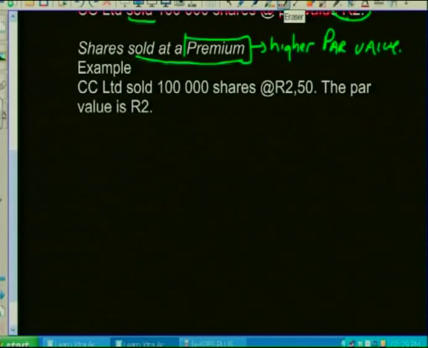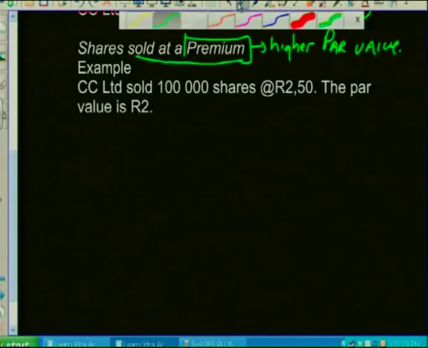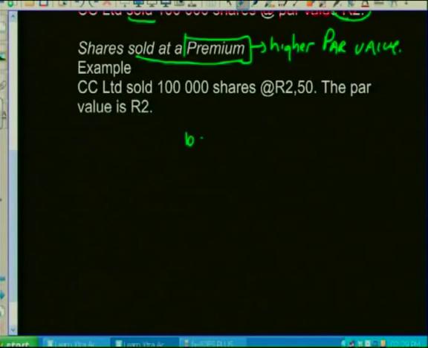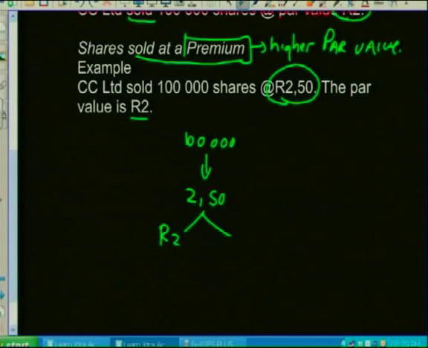Right, let's now look at how this has changed. So we've got 100,000 shares. It's sold at an amount of 2 Rand 50 cents per share. And now immediately we can see that the shares were sold higher than your par value. Your par value is 2 Rand, but the shares were sold at 2 Rand 50. In other words, at a premium. So immediately I am now going to split this. My 2 Rand is my par value, my premium, an amount of 50 cents.